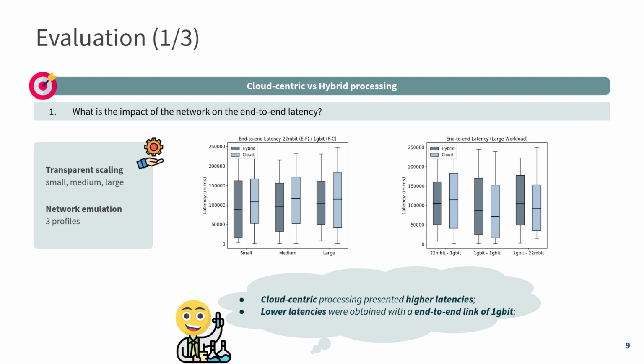profiles. After executing the experiments, the experimenter observed that cloud-centric processing presented higher latencies even when we scale between small, medium, and large workloads. And on the second graph, lower latencies were obtained with an end-to-end link of 1 GB.